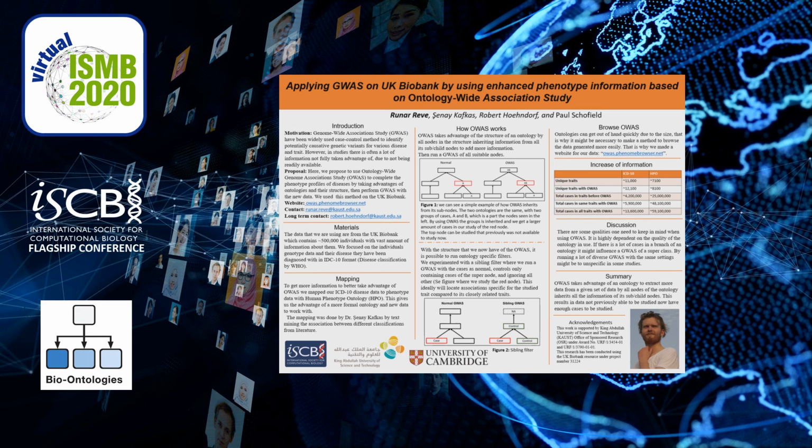Using the structure of the ontology, we can run filters specifically for the ontology. We experimented with this by running Sibling Filters. Sibling Filter has the same amount of cases as a normal GWAS, but the control group consists of the cases of the supernode of the studied node. The rest that is not in any of these two groups will be ignored during the study. We can see how this works in figure number 2.